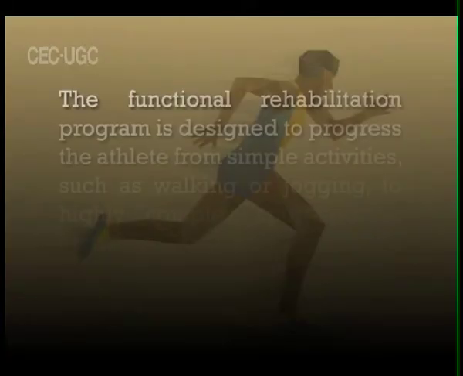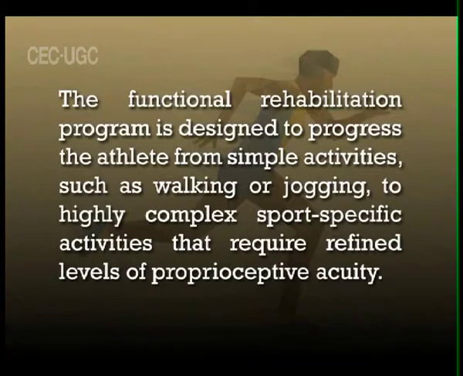Along with the traditional elements of physical therapy such as strength, that is the application of high force against a heavy resistance, and flexibility, the functional rehabilitation program incorporates agility and proprioceptive or kinesthetic training, which enables the athlete to participate at pre-injury levels of activity while reducing the risk of recurrent injury. The functional rehabilitation program is designed to progress the athlete from simple activities such as walking or jogging to highly complex sport-specific activities that require refined levels of proprioceptive acuity.